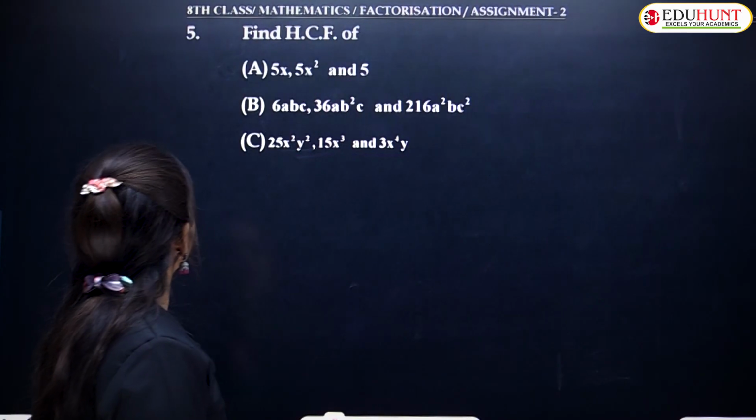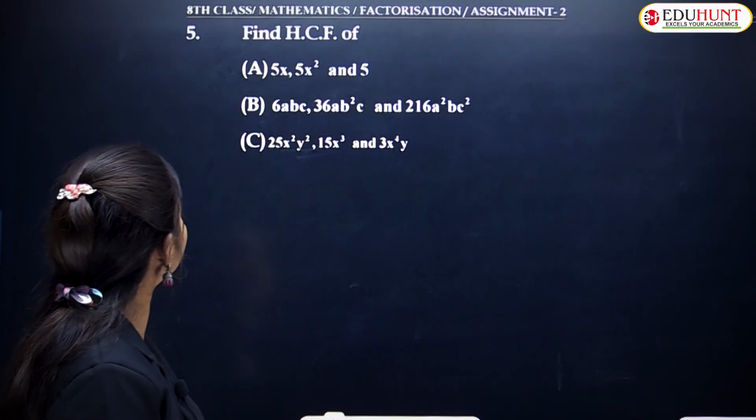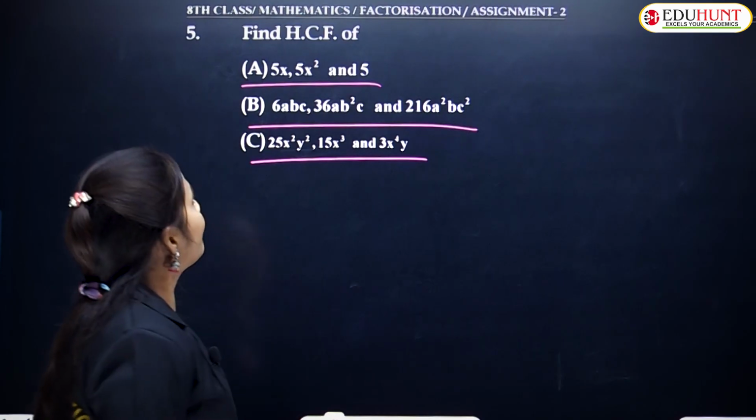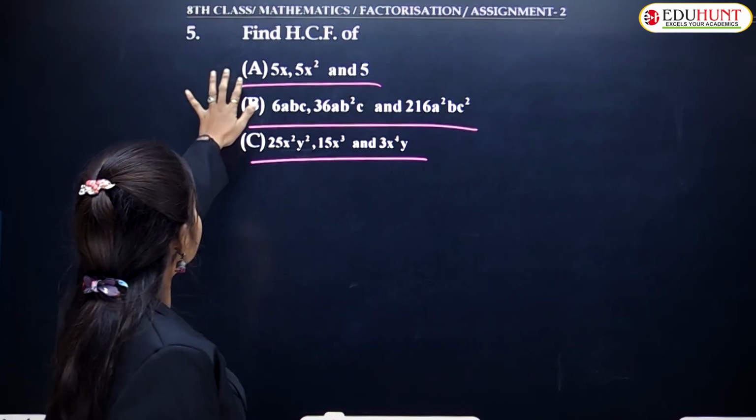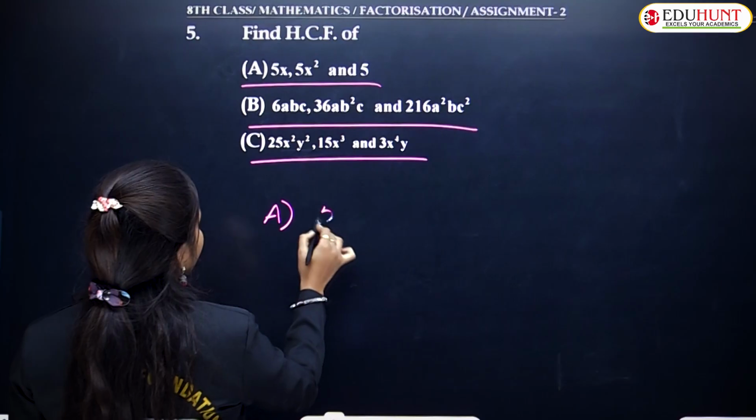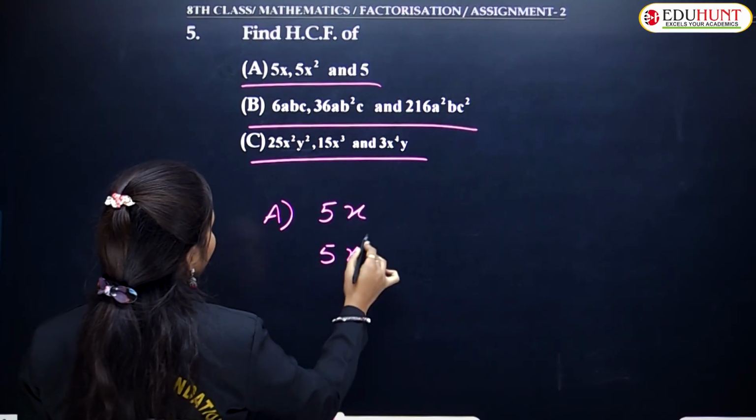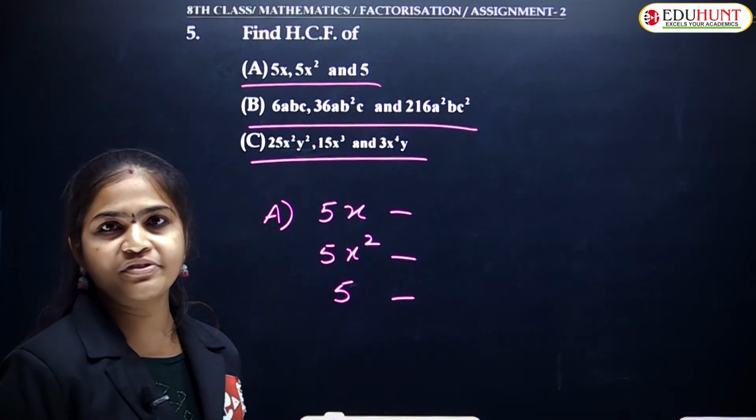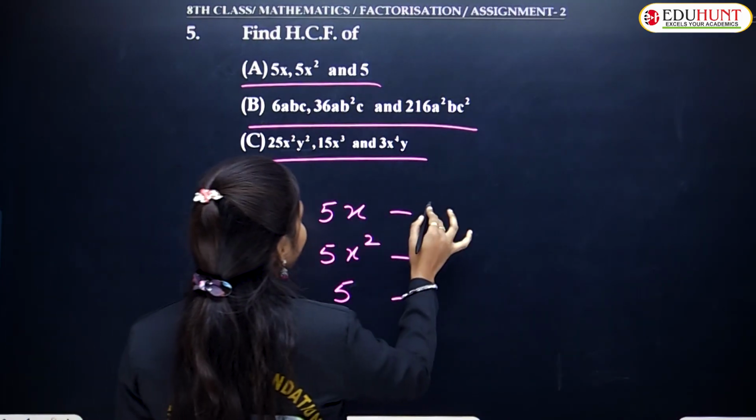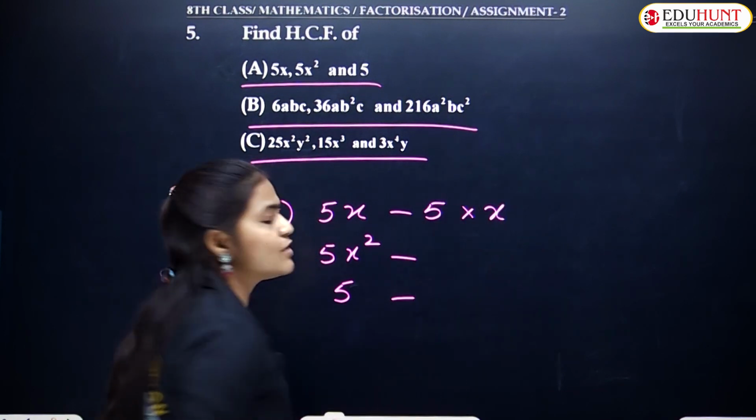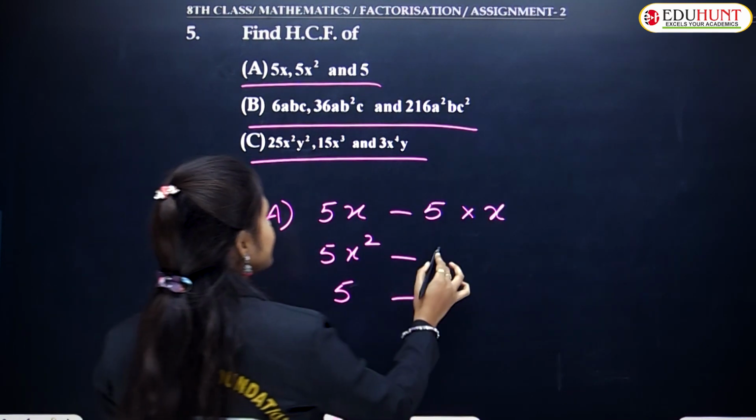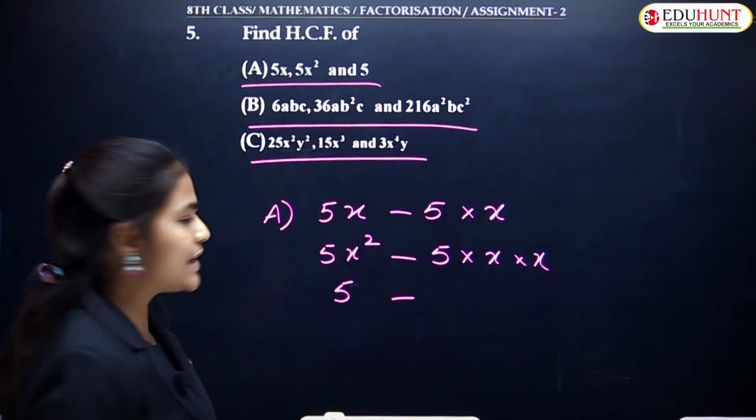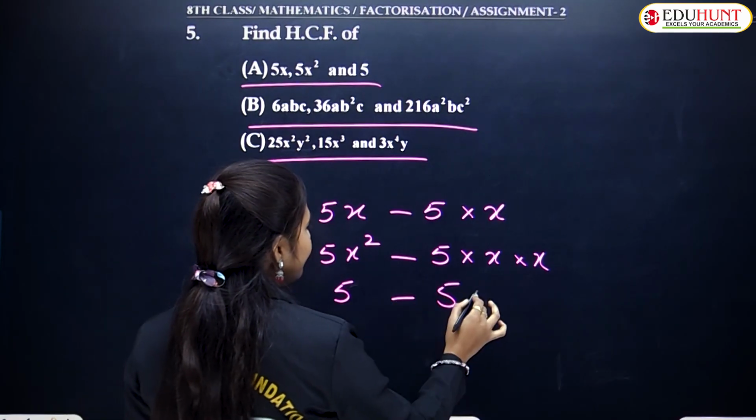Next, question number 5. In the fifth one they have given three problems separately. Find the HCF of the first one: 5x, 5x square, 5. We need to find the highest common factor. 5x we can write as 5 into x. 5x square we can write as 5 into x into x. And 5 we can write as 5 into 1.